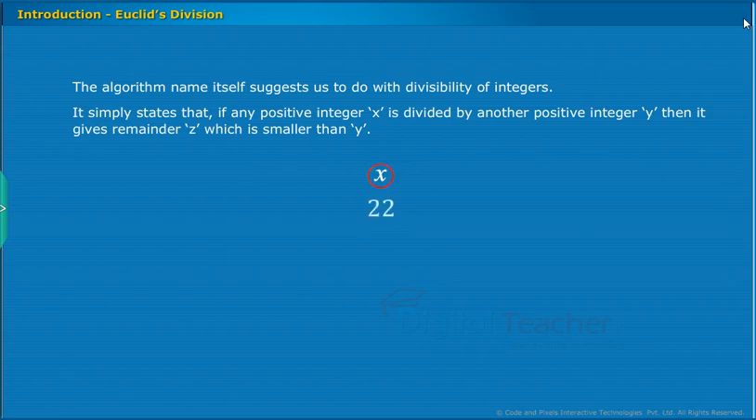Suppose x is equal to 22, y is equal to 5, then the remainder z is equal to 2, which is smaller than y. The result obtained by the division process is quite easy to understand, but it has many applications relating to divisibility properties of integers. Let us learn a few of them, which are mainly used to calculate HCF of two positive integers.